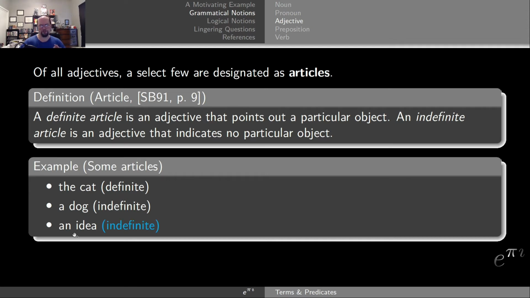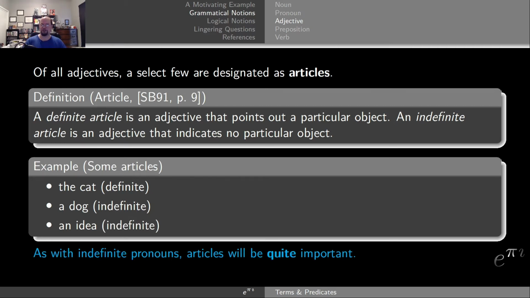Now, the only real difference between a and an is that traditionally a is put before a consonant, as opposed to an, which is put before a vowel. Otherwise, they're basically interchangeable. The only difference is the definite, and a and an are the two indefinite. Now, in other languages, for example like Spanish or German, the article actually plays more of a role with the declension of the noun, but English unfortunately doesn't have that particular trapping. Now, for our purposes with logic, as with indefinite pronouns, articles will be actually quite important moving forward.